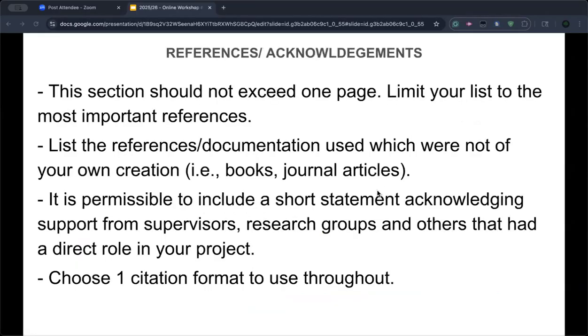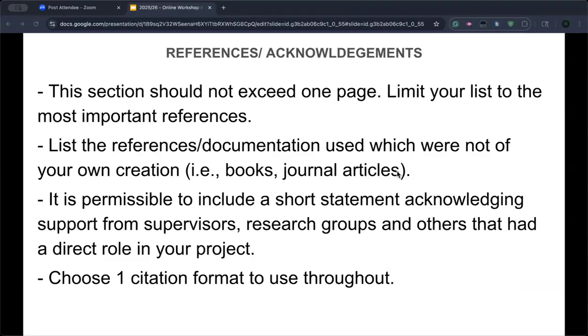This is the references page, and this section shouldn't exceed more than one page. It should only be limited to the list of your most important references. You could list references like documentation, research papers, and journal articles, and it's permissible to include a short statement where you acknowledge support from your supervisors, research groups, and others that had a direct role in your project.